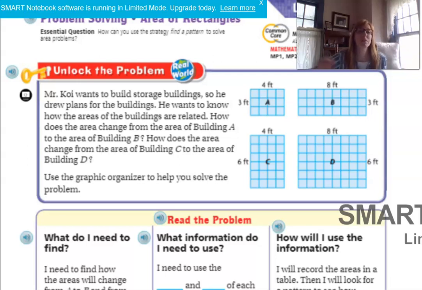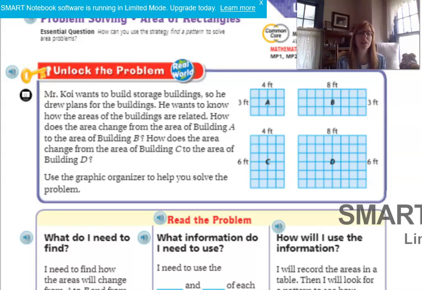All right, it says Mr. Coy wants to build storage buildings, so he drew plans for the buildings. He wants to know how the area of the buildings are related. How does the area change from building A to the area of building B? So if you look at building A and then look at building B, see if you can visually, just not by using a pencil yet, just visually see a pattern there.